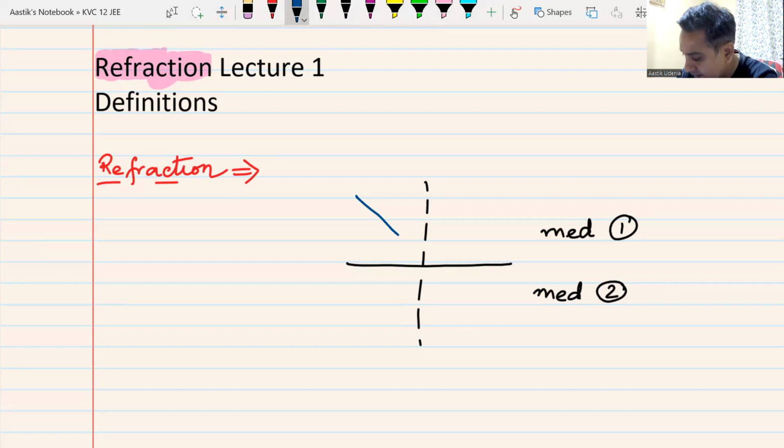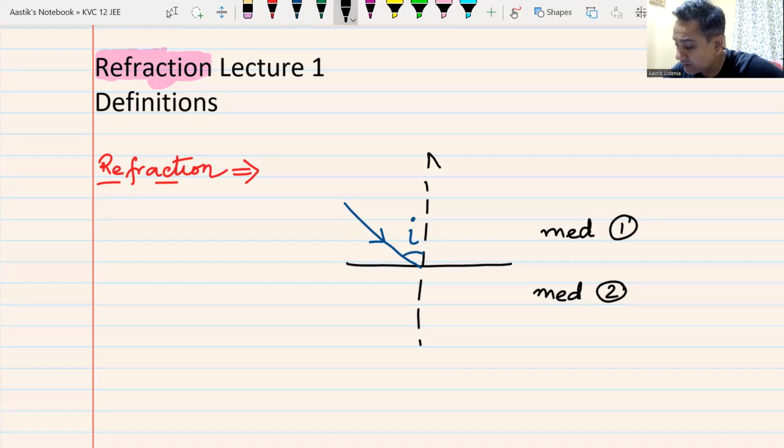Now, whenever a ray of light strikes a boundary between two mediums, I hope everyone understands what is I and what is N. Yes or no? I stands for the incident ray. We understand this? You don't have to say it, we have already gone through it. So I stands for the incident ray, and this incident ray is hitting this boundary between the two mediums.